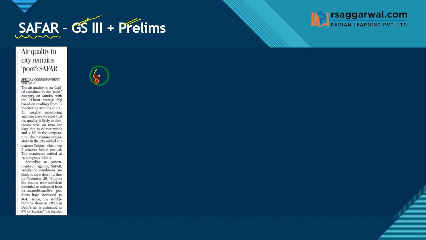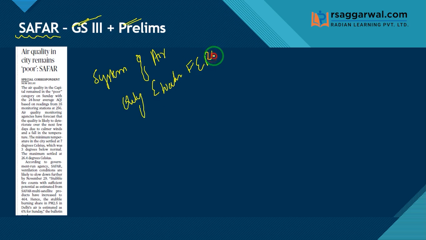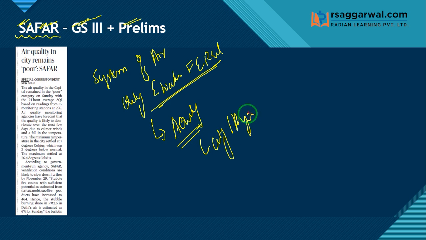Now SUFFER stands for System of Air Quality and Weather Forecasting and Research. So this SUFFER system is established to measure the air quality. Basically, it is done to measure the air quality in a city, or in a region, or in any place.